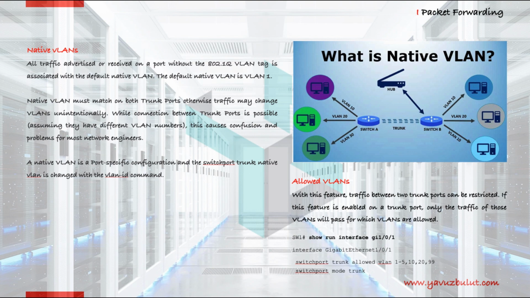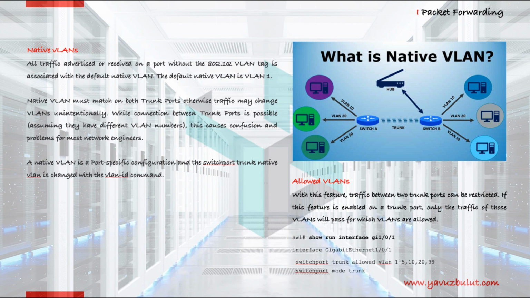Let's talk about allowed VLAN. With allowed VLAN we can determine the VLANs that will pass through the trunk port between the two switches. VLANs other than those that are allowed, VLANs 1, 5, 10, 20, and 99 in the example configuration here, do not pass through the trunk port here.